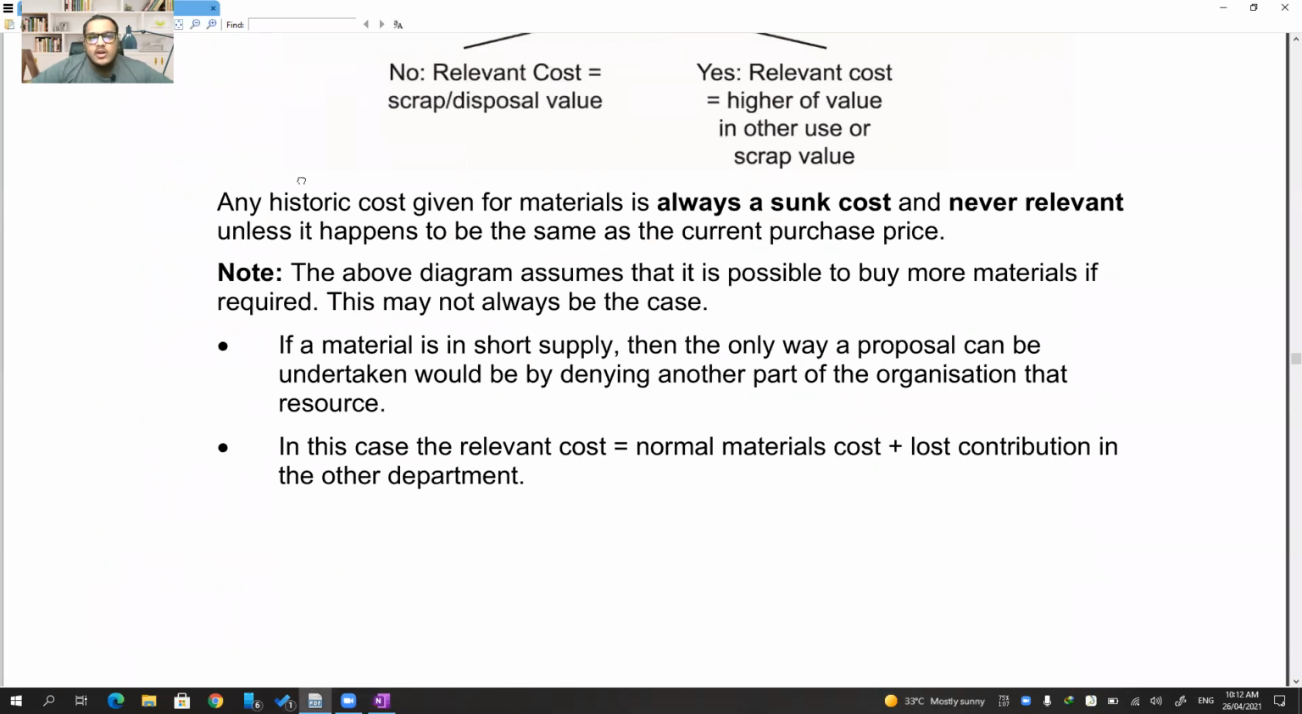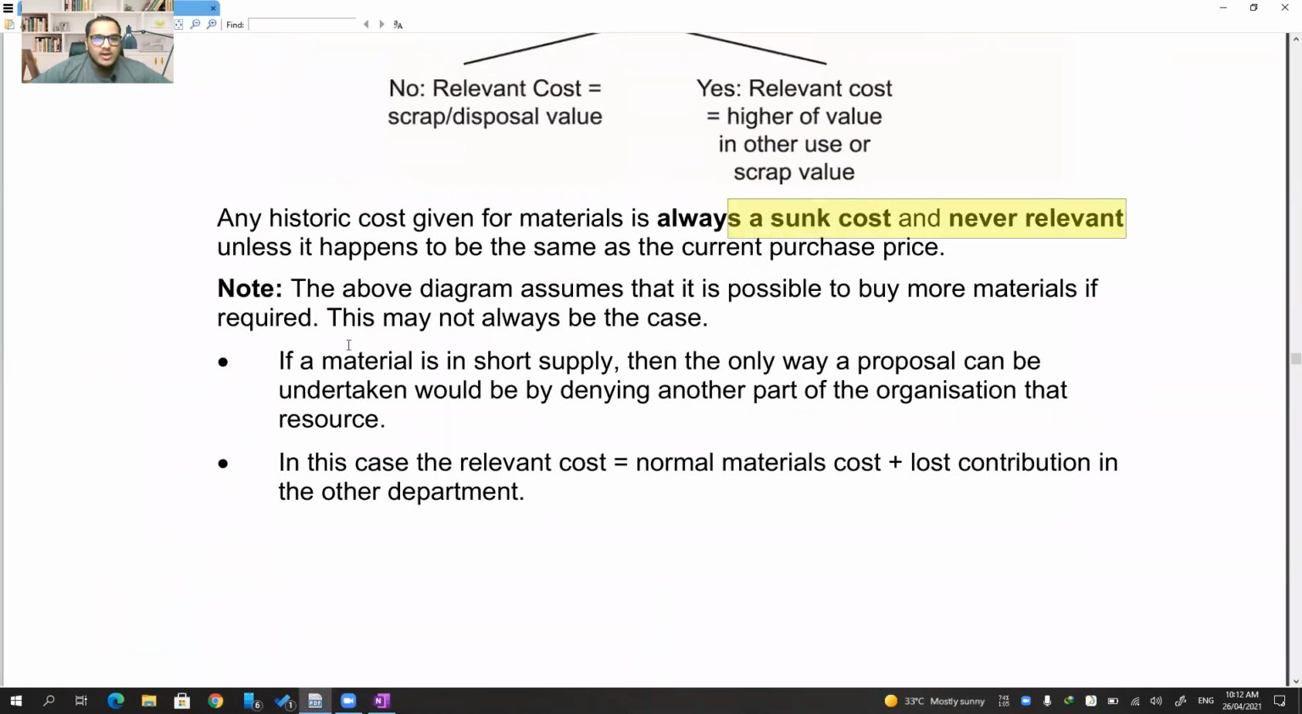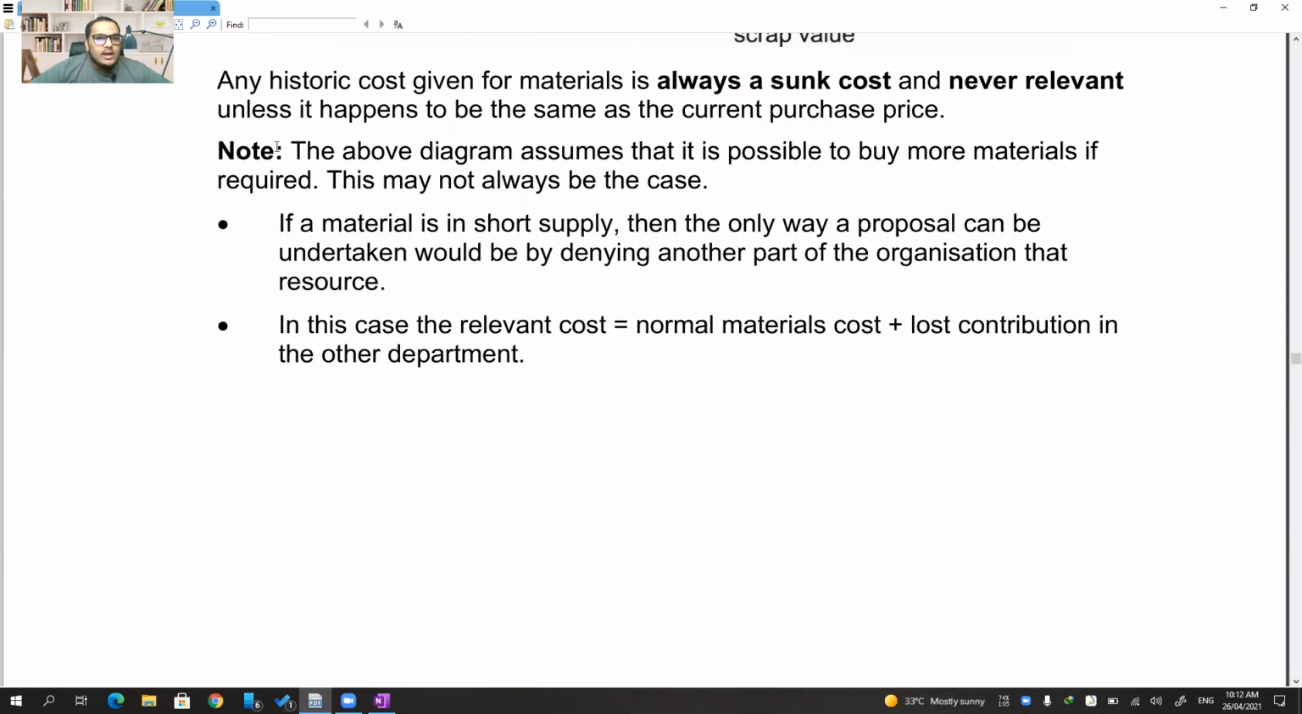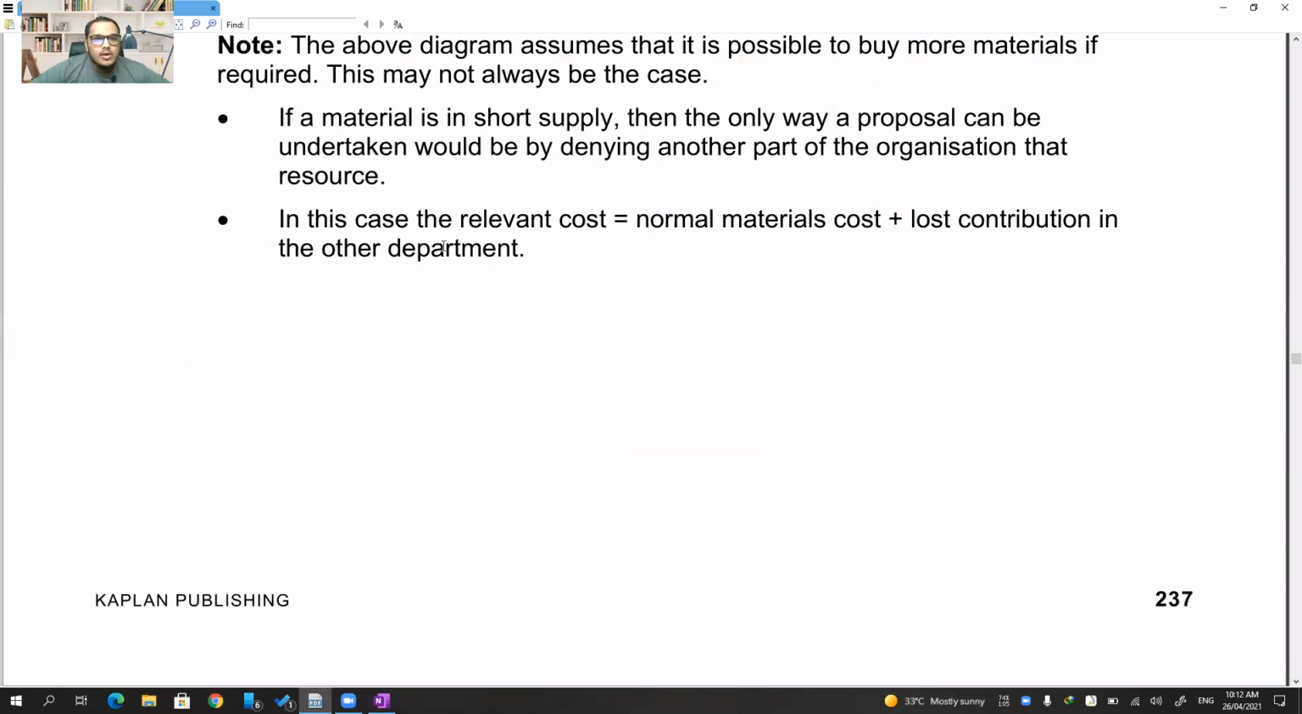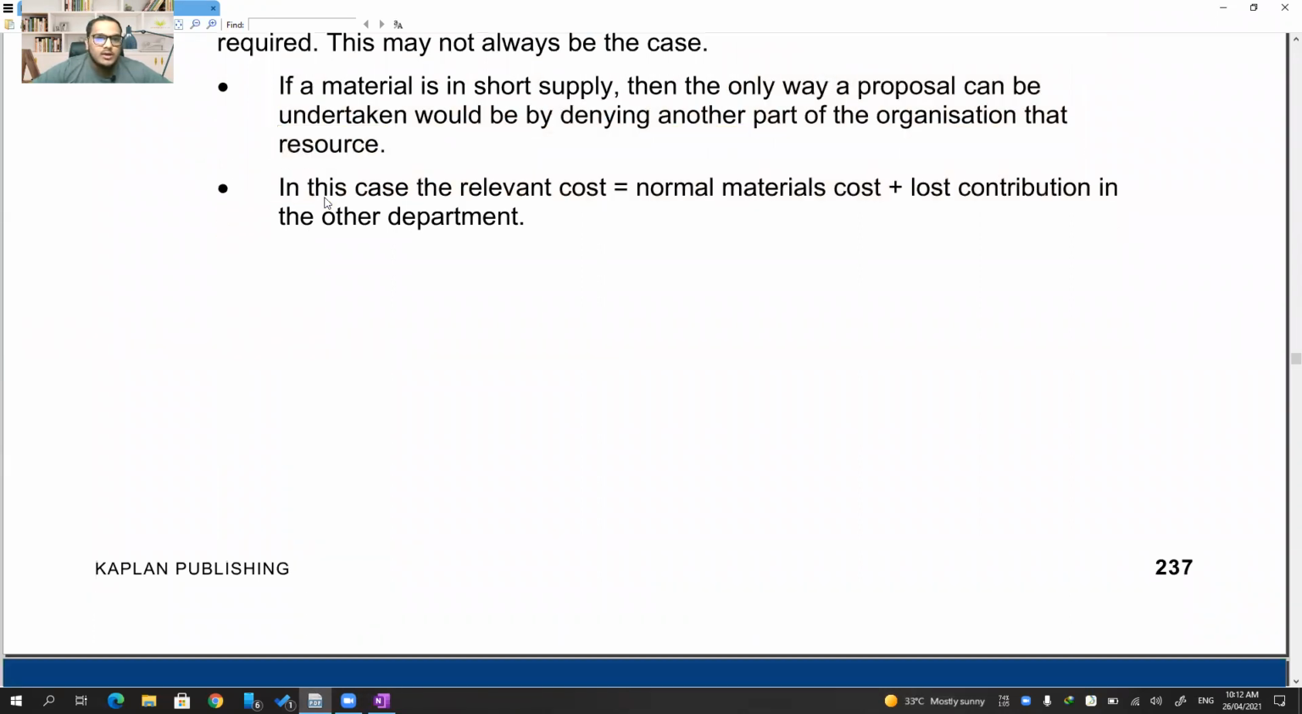Look, historic cost will always be a sunk cost, and it will never be a relevant cost. If a material is short in supply, then the only way a proposal can be undertaken would be by denying another part of the organization that particular resource. Relevant cost is the normal material cost plus lost contribution in the other departments.